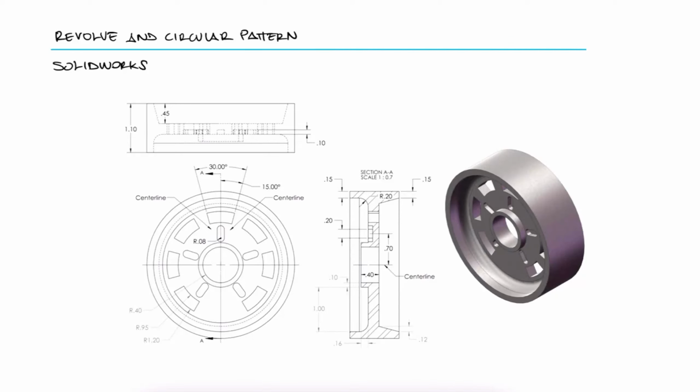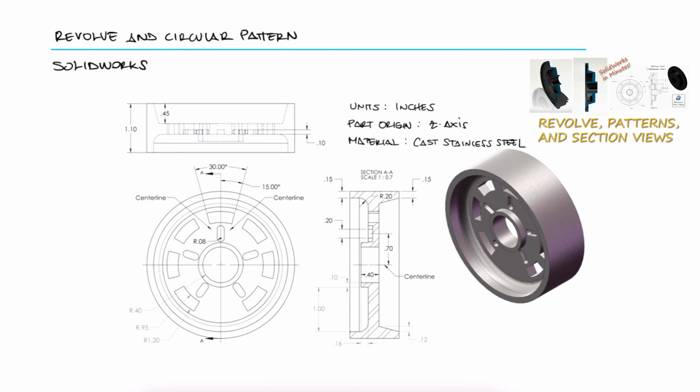Use these part drawings to build the parts shown in SolidWorks. Unit system inches, part origin Z-axis, material cast stainless steel. This is the third example for the Revolve and Patterns main video.